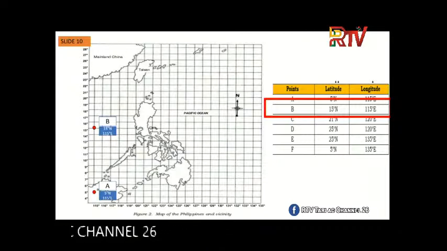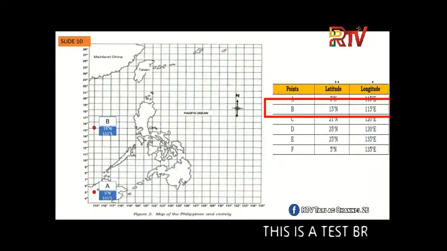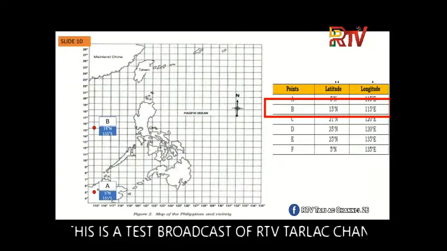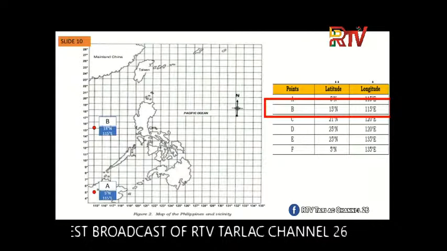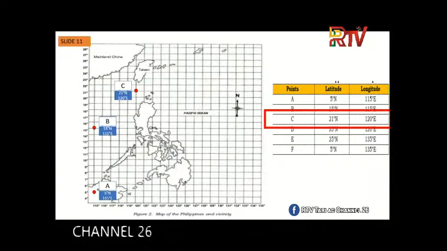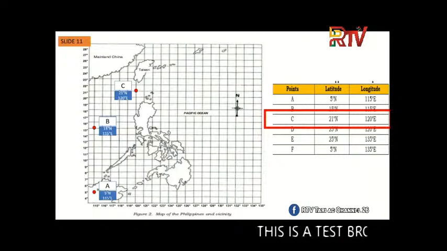Next, try to locate 21 degrees north and 120 degrees east for point C. Again, these are the coordinates: 21 degrees north and 120 degrees east for point C. Then after that, you need to place a dot. Now, grade 8, compare your answer now on the screen. Well done, grade 8.